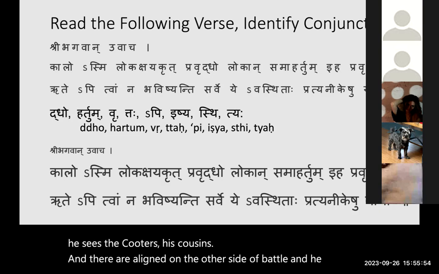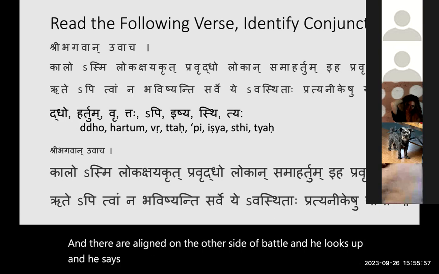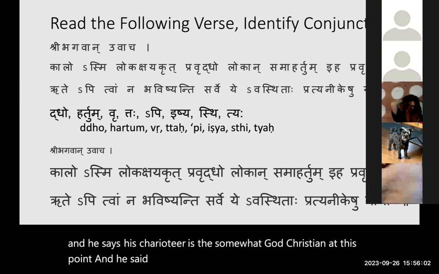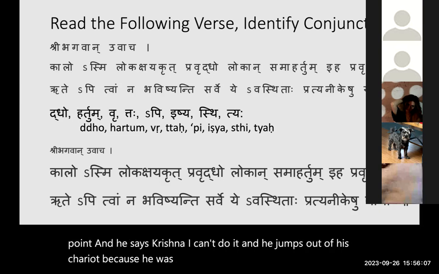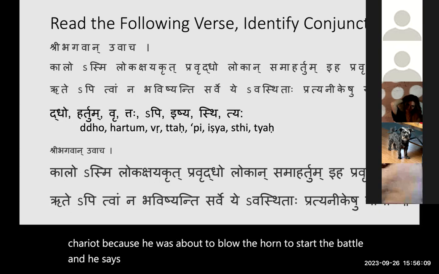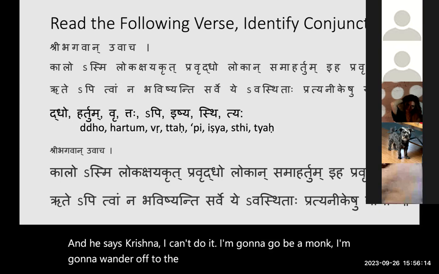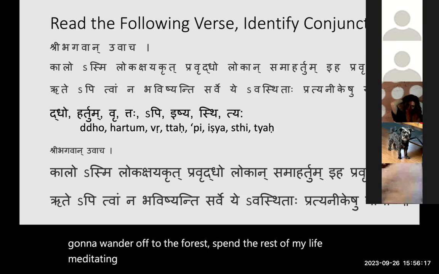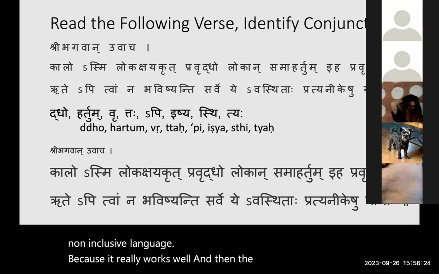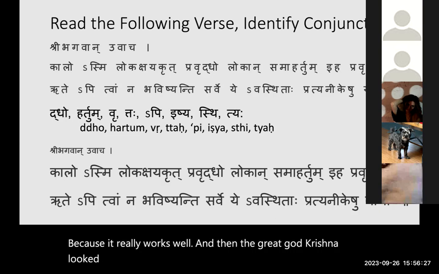And he looks up, and his charioteer is the somewhat god Krishna at this point, and he says, Krishna, I can't do it. And he jumps out of his chariot because he was about to blow the horn to start the battle, and he says, Krishna, I can't do it. I'm gonna go be a monk. I'm gonna wander off to the forest, spend the rest of my life meditating. Now I'm going to curse here and use some gender non-inclusive language because it really works well. And then the great god Krishna looks down at Arjuna kneeling before him and said, don't be such a pussy.